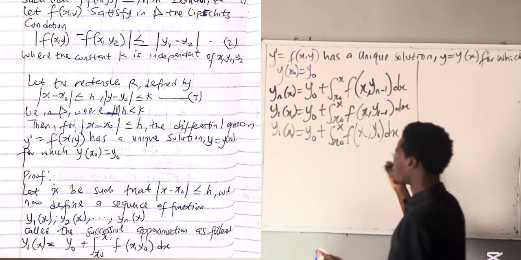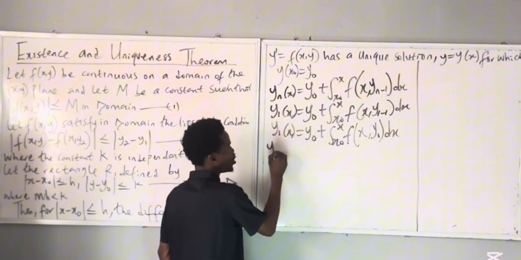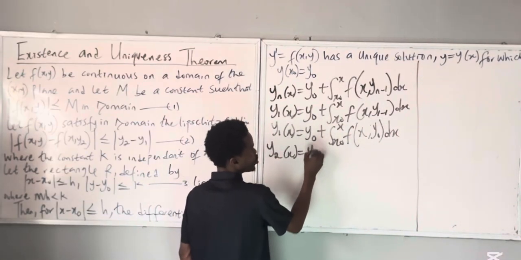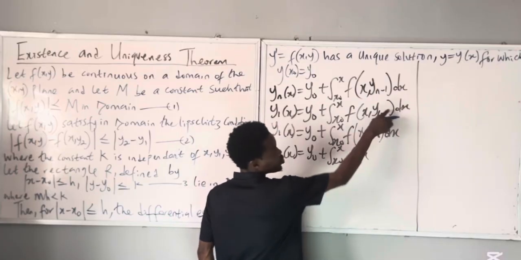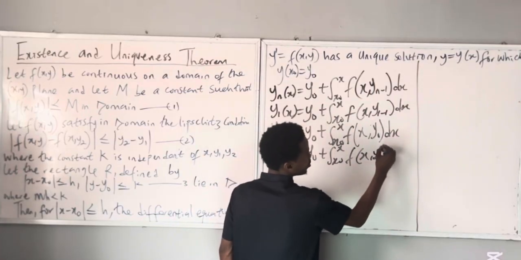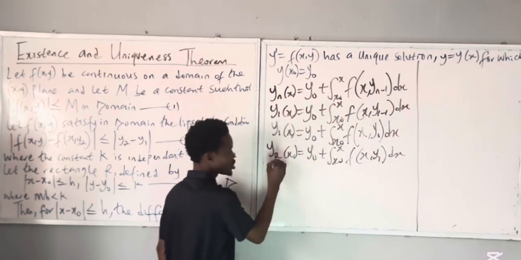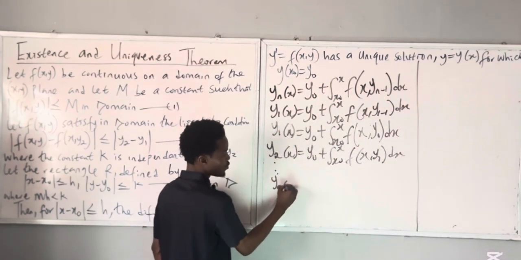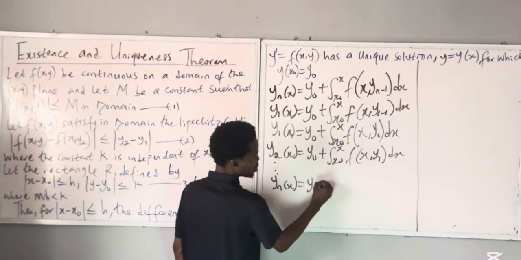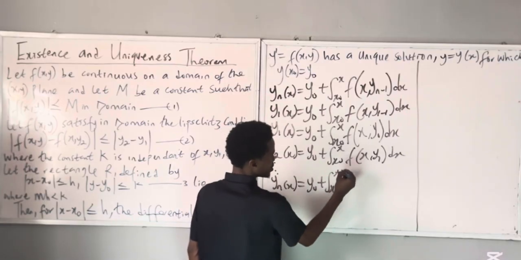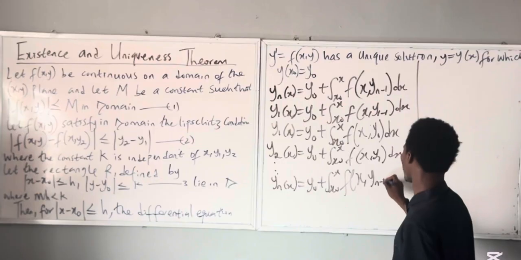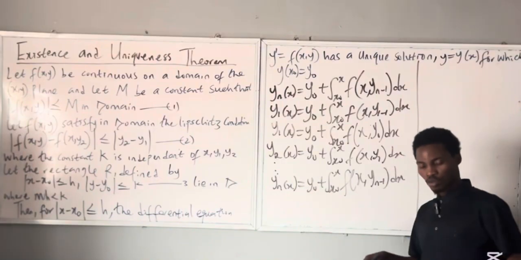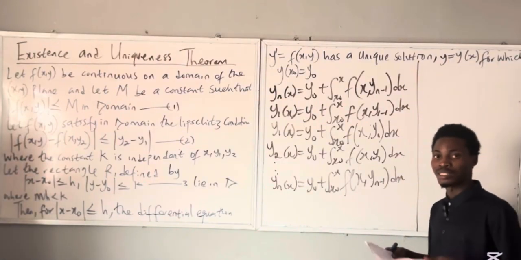Then if I do this for 2, I'm going to have y2 of x equal to y naught plus the integral from x naught to x of f of x, y1, dx, since 2 minus 1 is 1. So if I continue doing this, I'm going to have yn of x equal to y naught plus the integral from x naught to x of f of x, yn minus 1, dx.